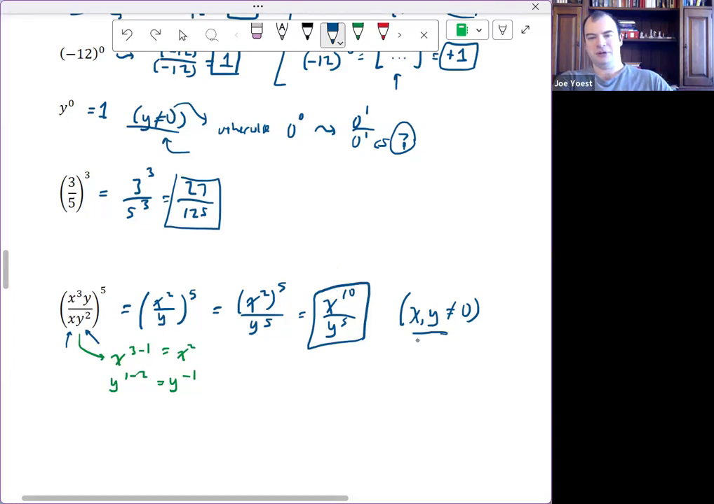So for me to be able to say with any validity that all of these equal signs are true, that these two ends, this and this, represent the same thing, I better not allow x to be 0 either. I can clearly see that y can't be 0 in either case, but I better not allow x to be 0 either.